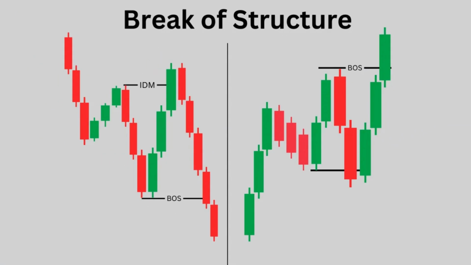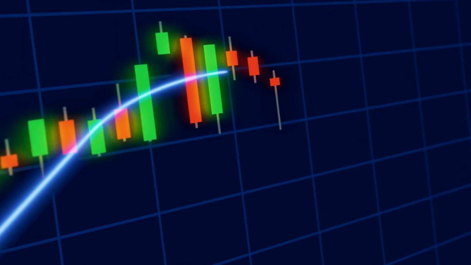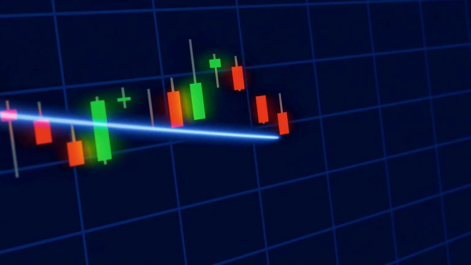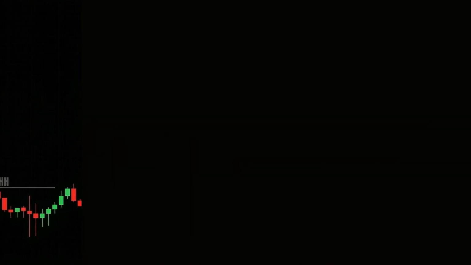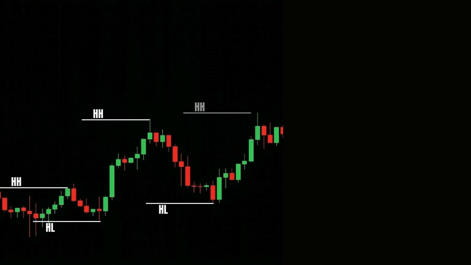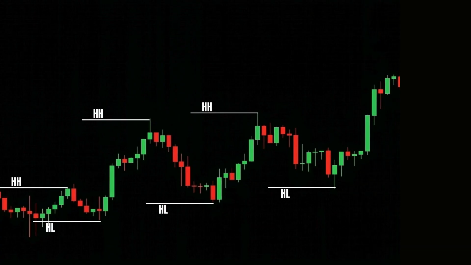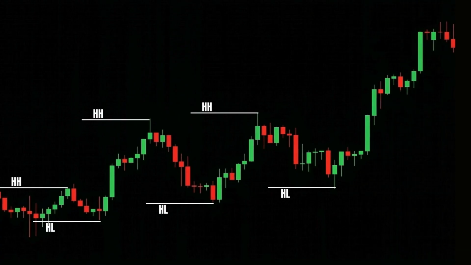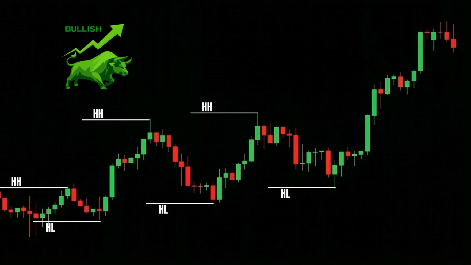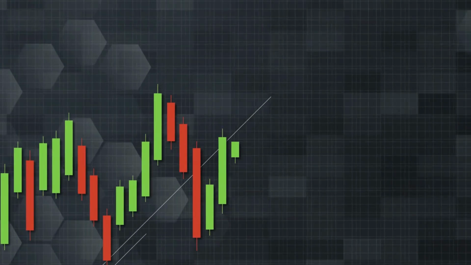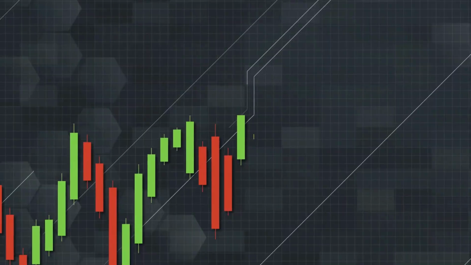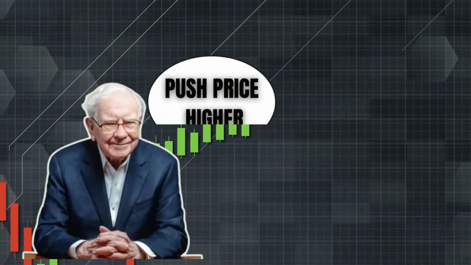A BOS happens when price breaks a swing point in the same direction as the existing trend. It is a continuation signal. The market is doing exactly what it has been doing, just taking another step in the same direction. So in a bullish structure, higher highs and higher lows, when price pulls back and then rallies above the previous swing high, that is a break of structure to the upside. It is bullish confirmation. The trend is intact. Smart money is still buying. The practical meaning, you do not flip your bias. You stay bullish. You look for buy setups on the next pullback. The BOS has confirmed that the institutions are still pushing price higher.